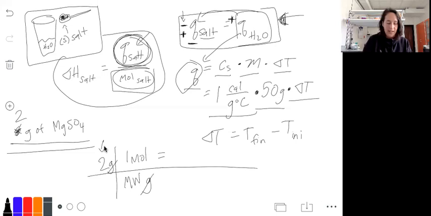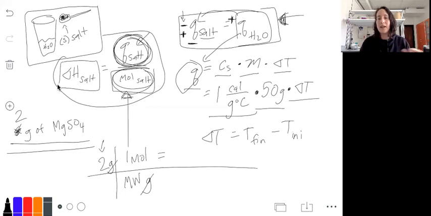And that's how you get your denominator here. Then you just take your numerator and divide it by the denominator, and that gives you the enthalpy of the dissolution process for that salt.